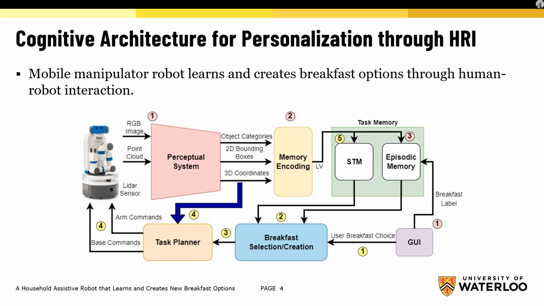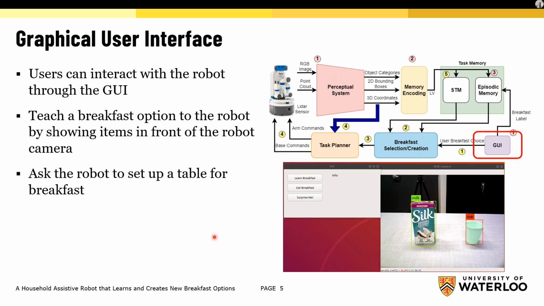In this paper, we developed a novel cognitive architecture for a mobile manipulator robot to learn and create breakfast options through human-robot interaction. We developed a graphical user interface to allow users to interact with the robot and teach different breakfast options. For this, users can place a breakfast option in front of their table and then type the name of the option in the GUI. The users can also use the GUI to ask the robot to set up a table for breakfast.